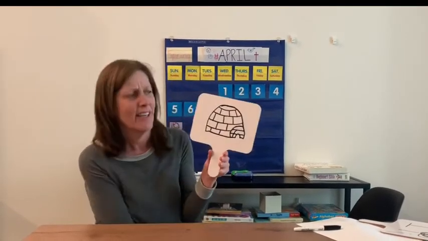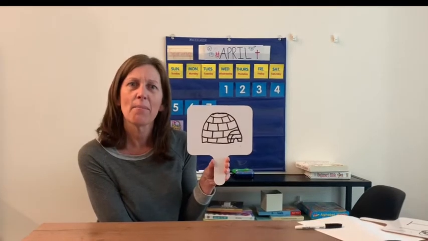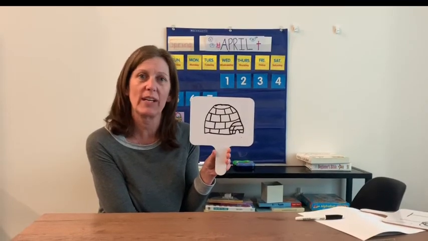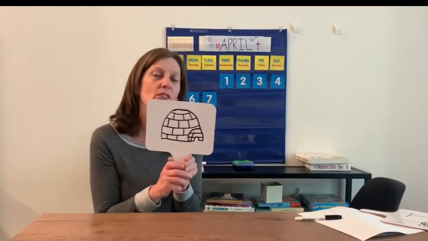So let's talk about the letter I and some words that start with the letter I, like this one. You know what this is? Yes, it is an igloo. An igloo is a house made of snow and ice. I think you can only build those where it's very cold and it stays cold all the time, an igloo.